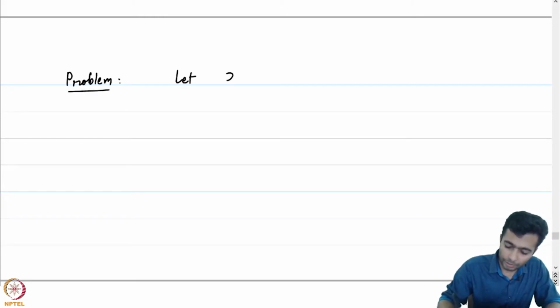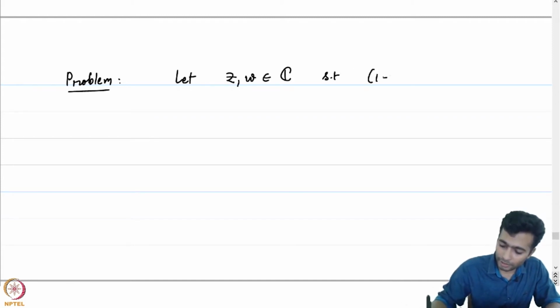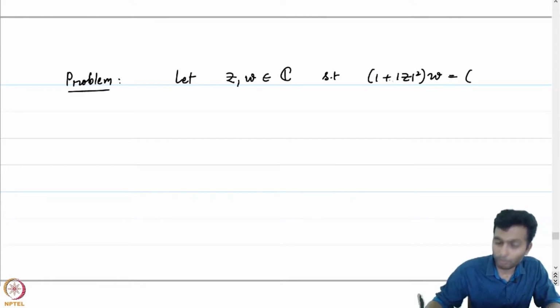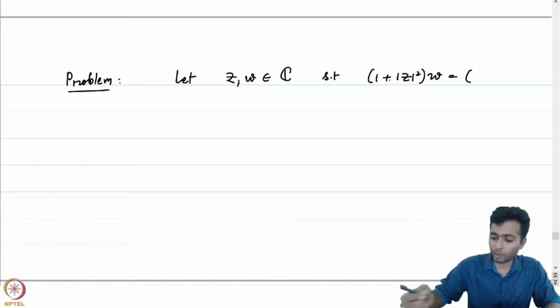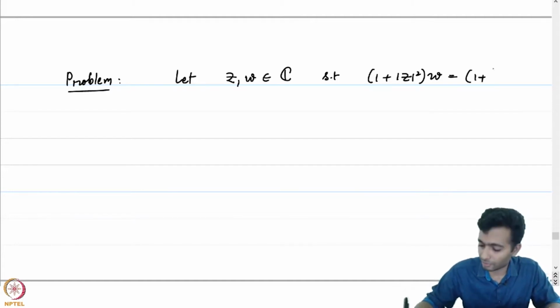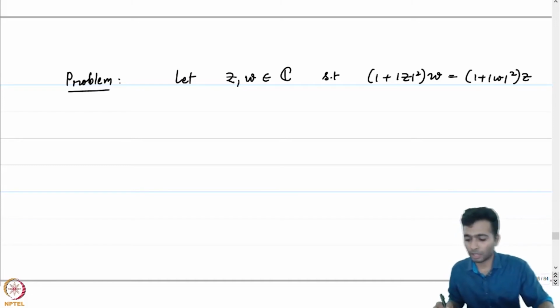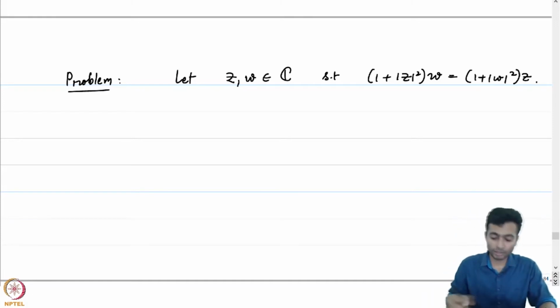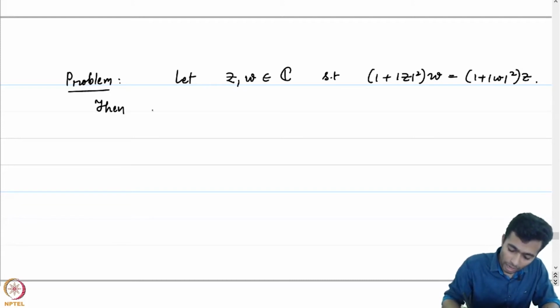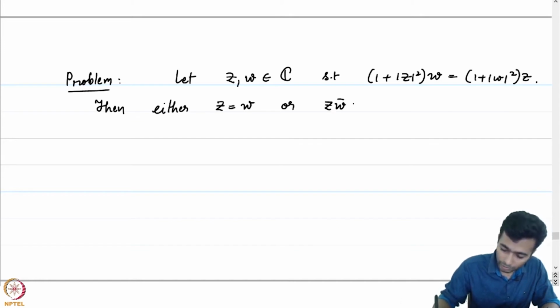Let z and w be complex numbers such that (1 plus mod z squared) times w is equal to (1 plus mod w squared) times z. And when I say mod, I mean the absolute value, the modulus. That's another word which is generally used. Suppose z and w are two complex numbers which satisfy this. Then either z is equal to w or z w bar is equal to 1.